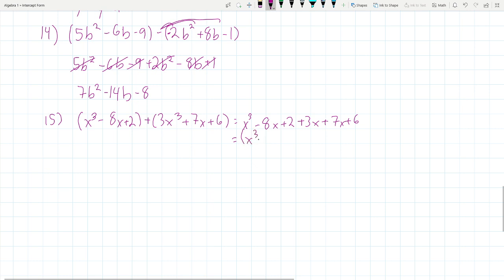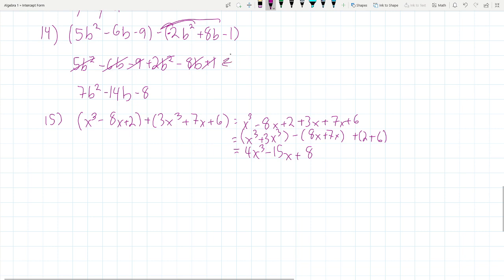x cubed plus 3x cubed, minus 8x plus 7x, plus 2 plus 6. I see that equals 4x cubed minus 15x plus 8. And you might be wondering, why did these things get put inside of parentheses? It's another way of approaching it.